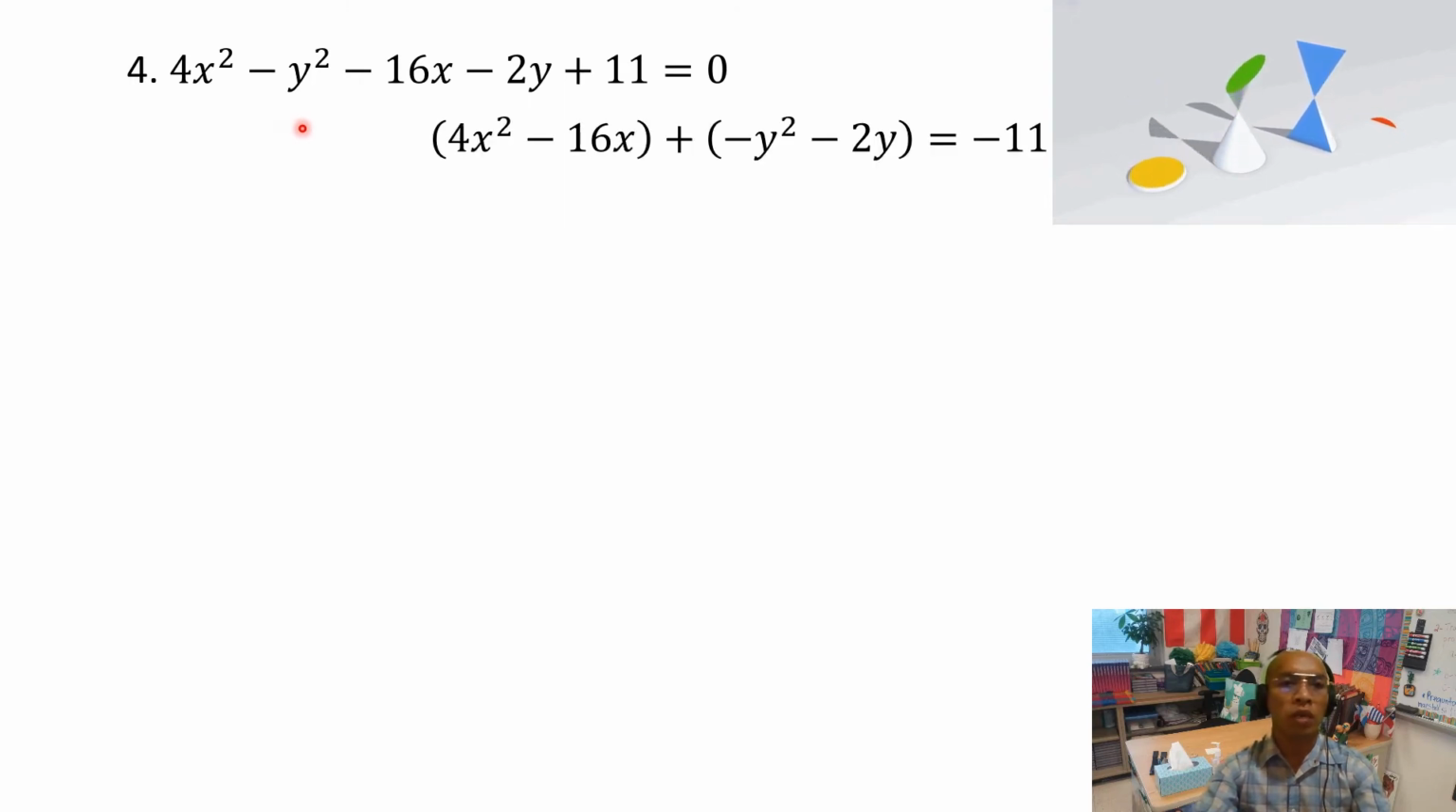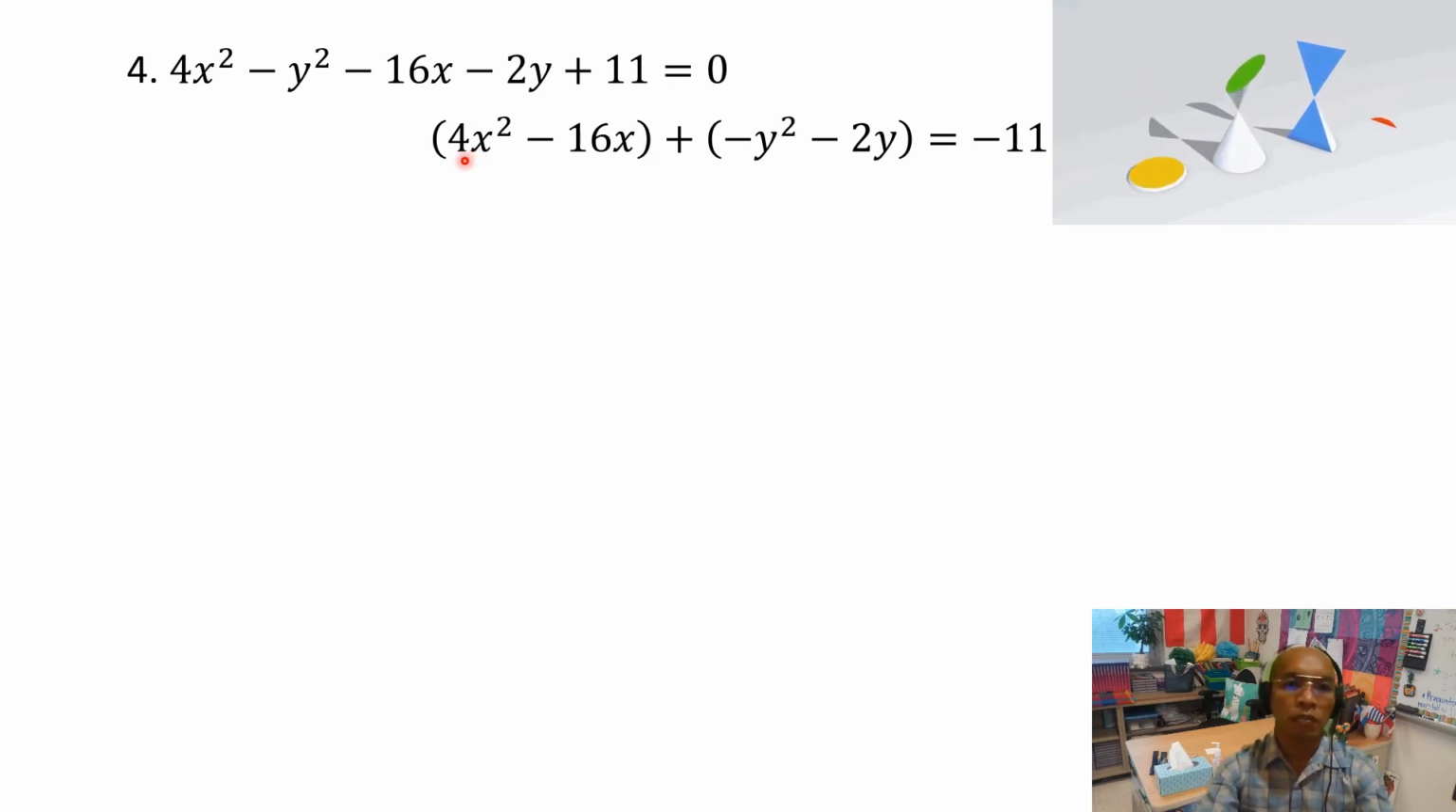In completing the square, we have to group first the terms with the same variable. So 4x squared and negative 16x, always use plus. Then negative y squared minus 2y. Then just transpose positive 11 to the right, it becomes negative 11. Before completing the square, make sure that the coefficient of x squared is positive 1.